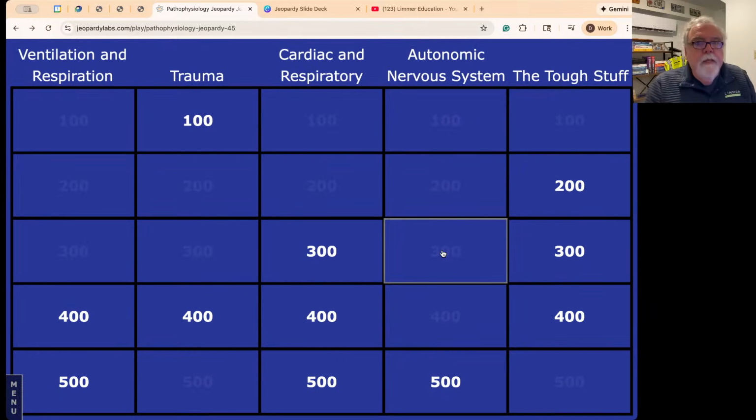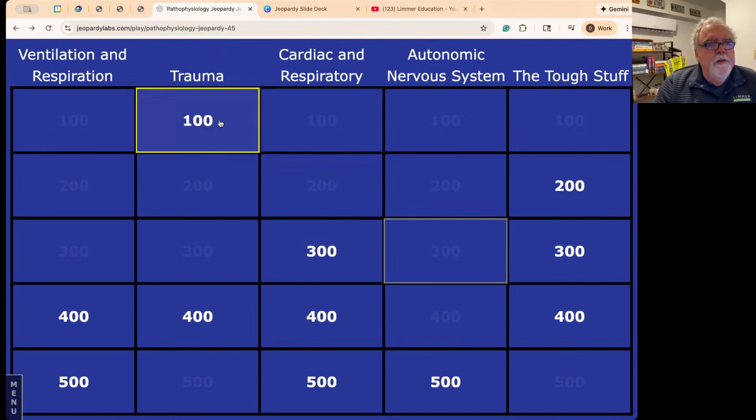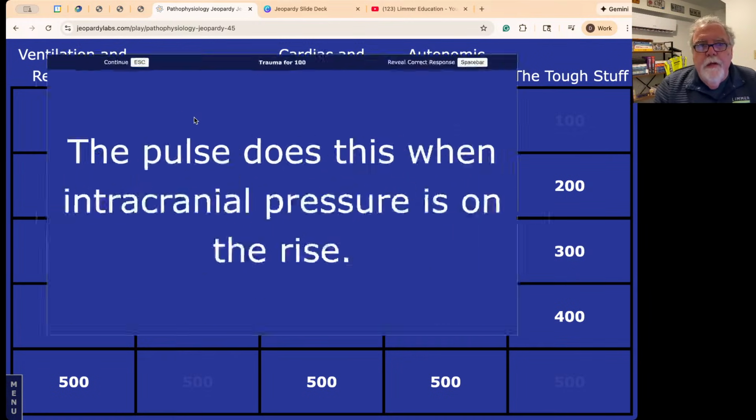Okay, let's see what we got. I didn't see any other choices come through here, so let's get rid of this 100 up here in trauma. Should be an easy one at 100, right?